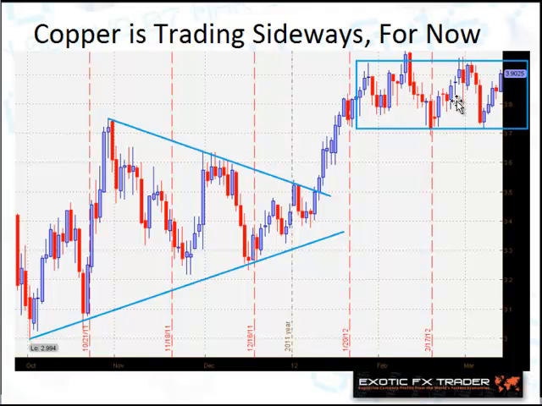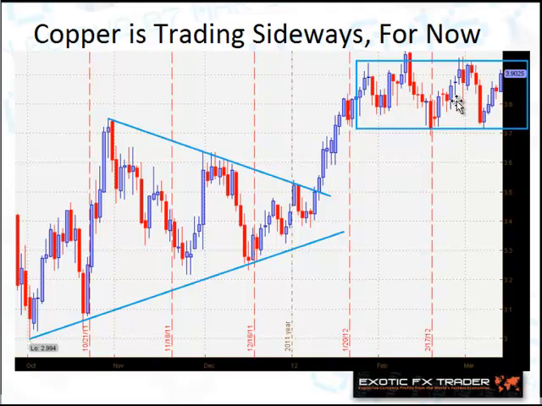If there is a breakout to the downside, copper will be telling us that the global economy is slowing down and it will most likely move lower. So if there is a breakout to the upside, you want to buy commodity currencies. And if there is a breakout to the downside, you want to buy the dollar against those currencies. And that's basically how you can use copper to help you with your currency trades.